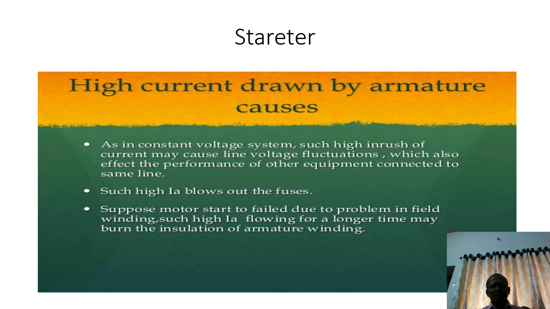Suppose the motor fails to start due to a problem in the field winding. Such a high armature current flowing for a longer time may burn the insulation of the armature winding. So this is also one of the dangerous observations in the case of DC motors, because when the high current is passed through this winding, it damages the entire armature winding.